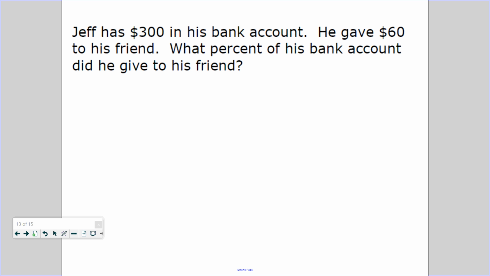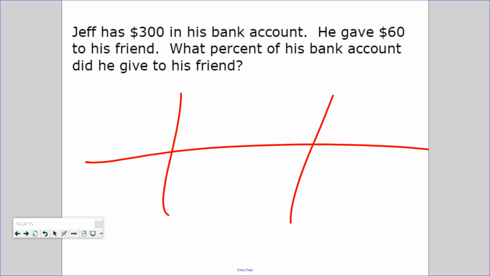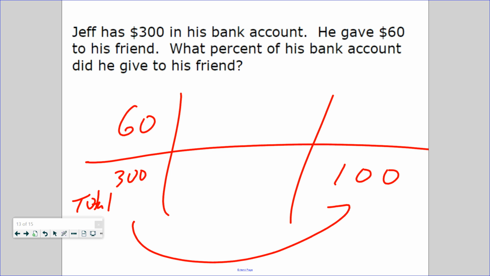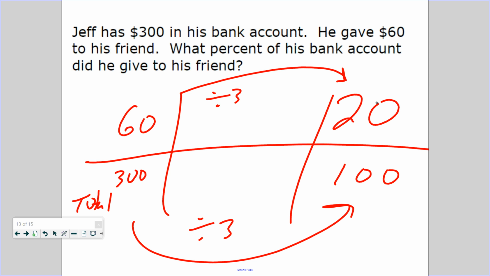Maybe you prefer this question. Jeff has $300 in his bank account. He gave $60 to his friend. What percent of his bank account did he give to his friend? So how much total did he start with? $300. He gave 60. So if I want to find a percent, it's out of 100. How do I break it down to 100? I divide it by 3 or times it by a third. So that'd be 20%.